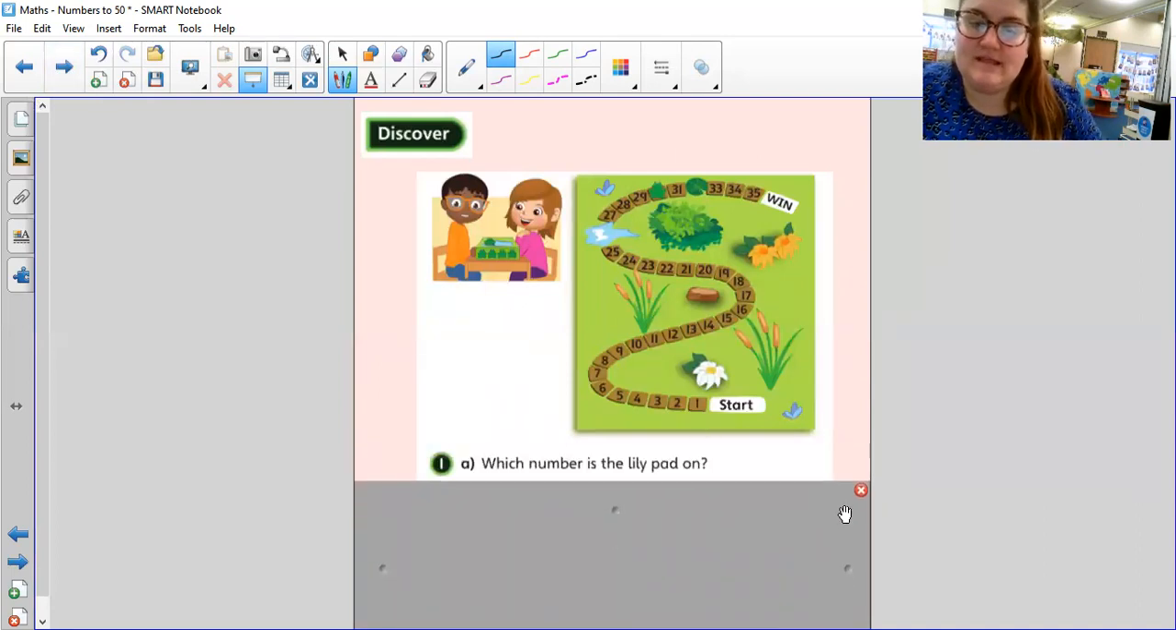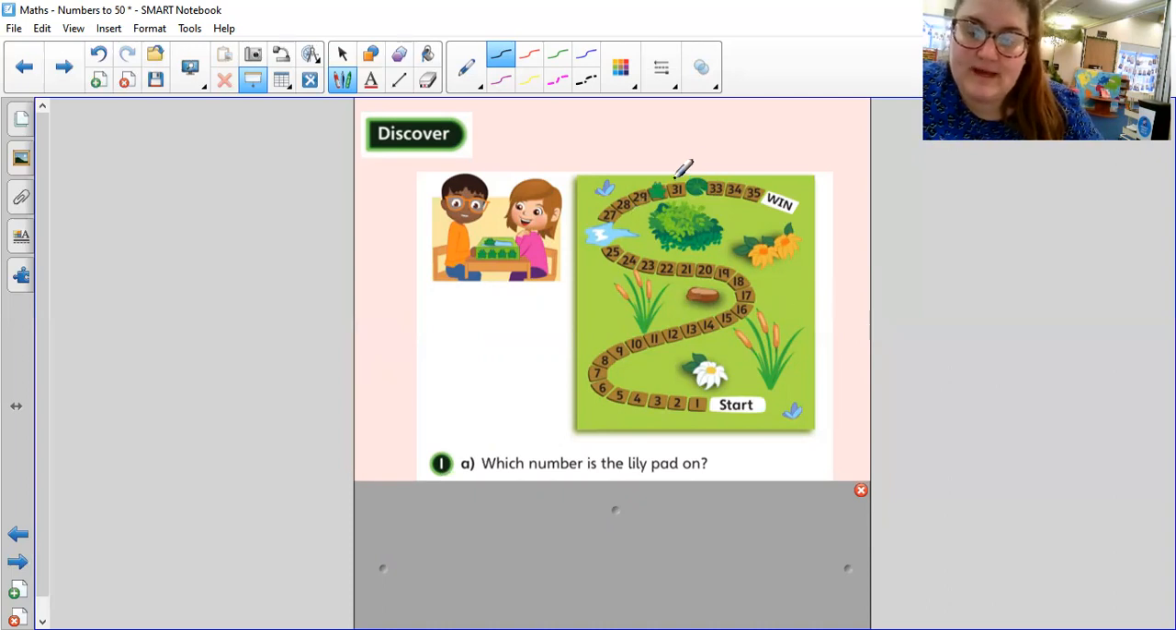Which number is the lily pad on? So this thing here, you might not have seen a lily pad before, but they float on ponds, okay? And it's a sort of plant and we call them a lily pad. So which number is the lily pad sitting on top of?